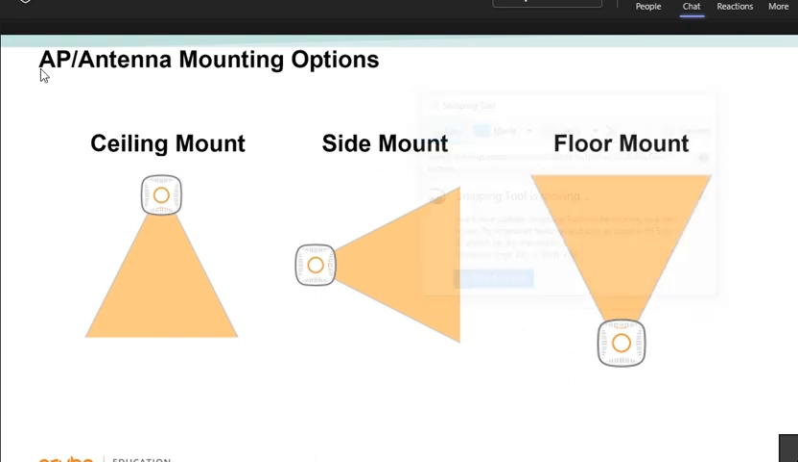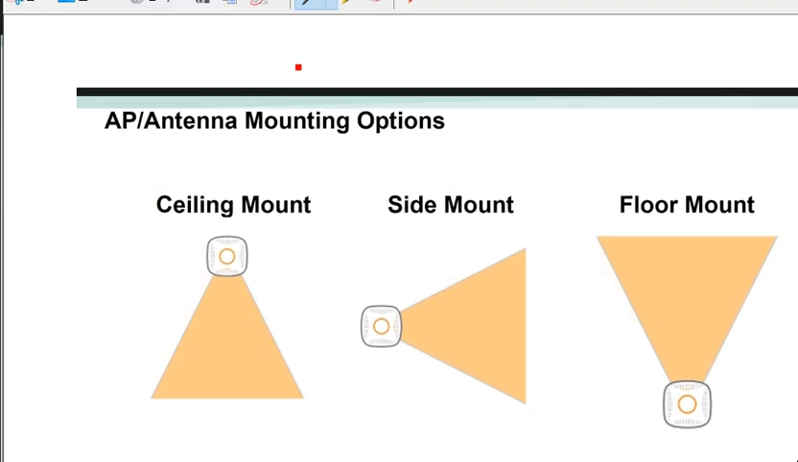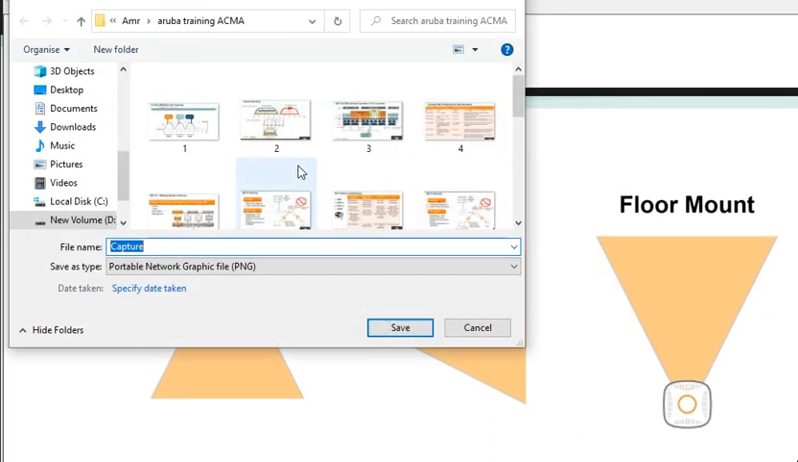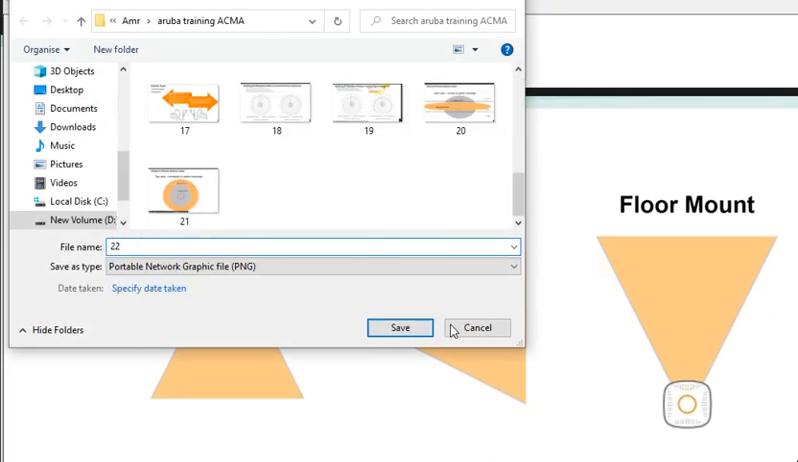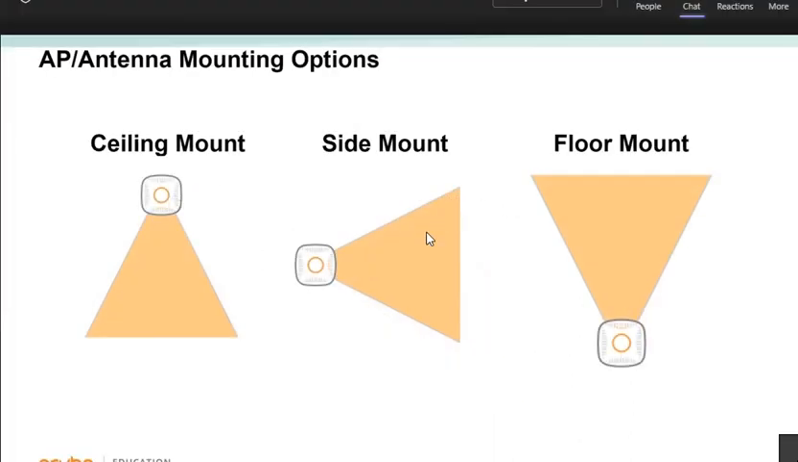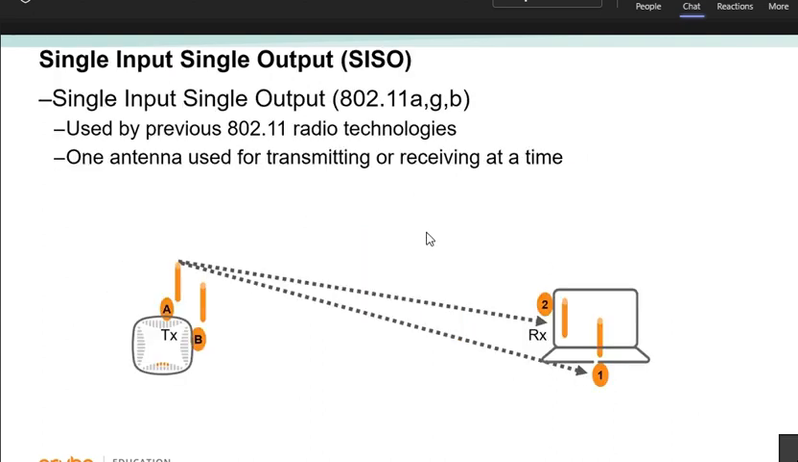And these are the different mounting options. You can mount it on your ceiling, you can mount it on your side wall, you can mount it on the floor as well if there is no space on the side wall, or if it is physically not possible to mount it on the top or on the side. Typical example is your stadiums. Then you can also mount it on your floors as well.